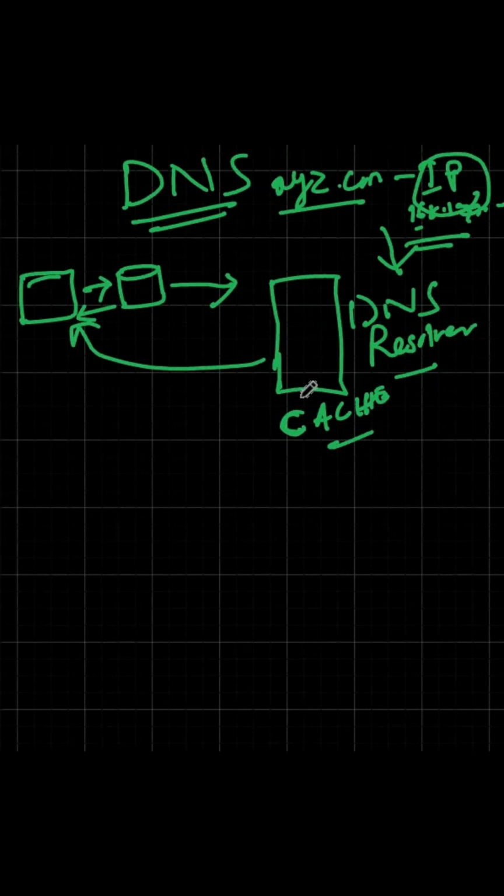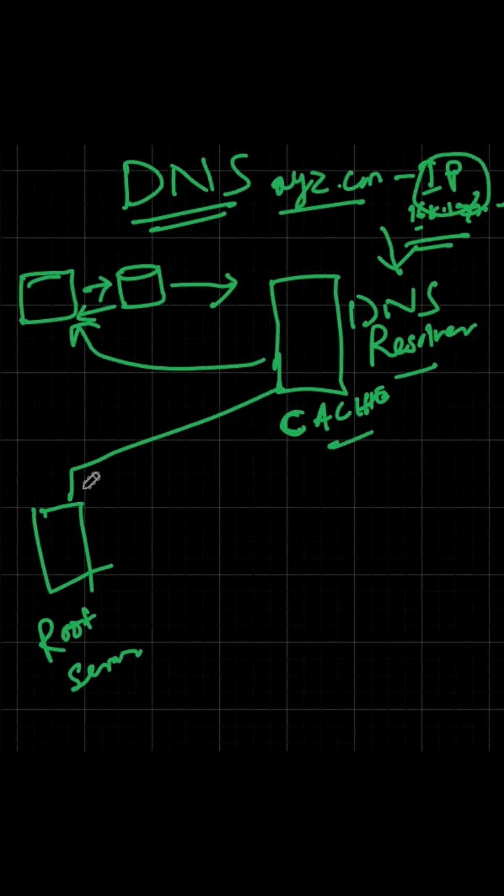But if it doesn't have it, what it would do is request something called the root server. This is a root server. And this root server would not have your IP directly. Instead, it would return a TLD IP address. So this is a TLD IP. So what is TLD? Top level domain. So in this case, we have .com. So this is our TLD server, right?